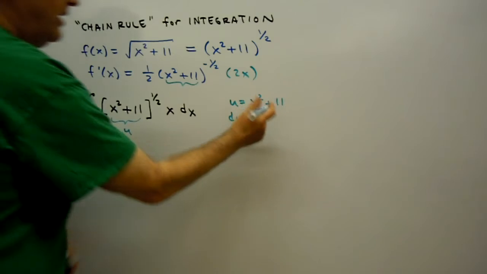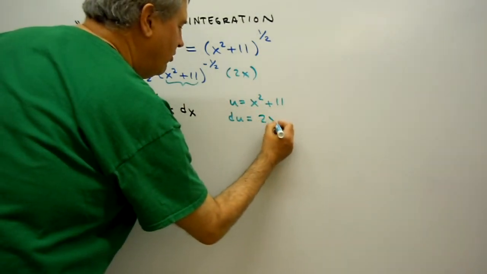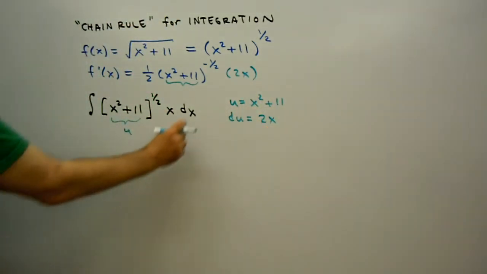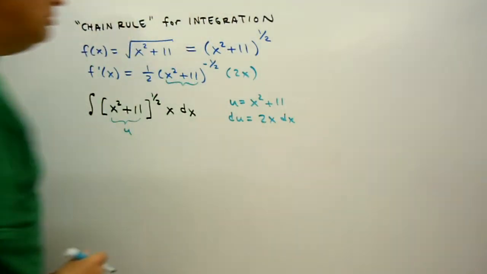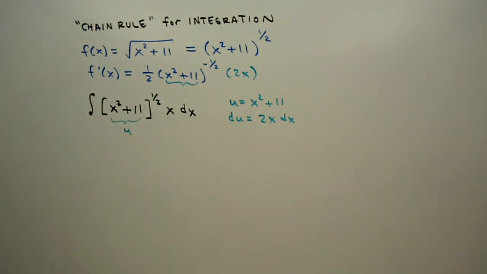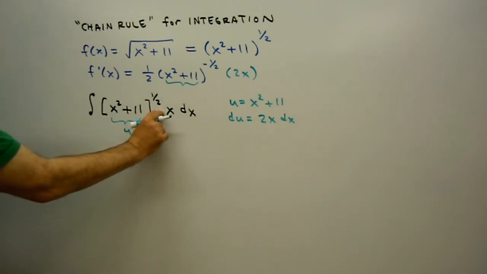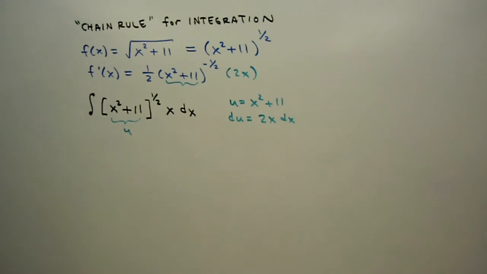So the derivative of that u would have been 2x, and then theoretically we also have the differential dx, the indicator that we're doing the integral in x. But we don't quite have that. All we have here is just the x. But not really a problem. We can always do an adjustment.